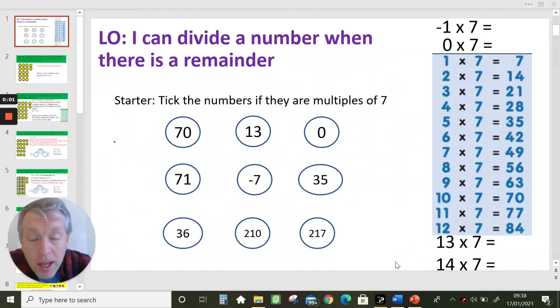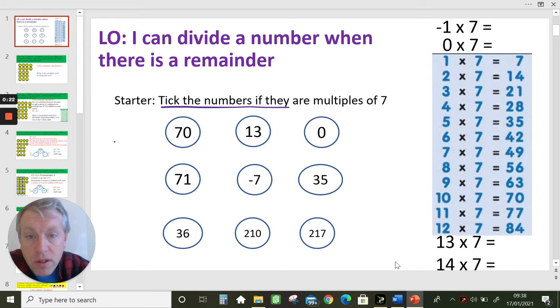Hi everyone, it's our next maths lesson and we're going to be spending some time now on dividing when there is a remainder. What do remainders mean? How do we work with them? To start the video though, please have a go at this. Pause and do your work.